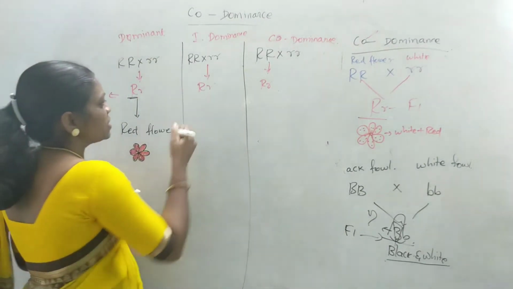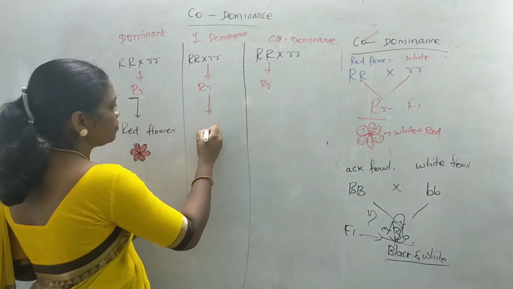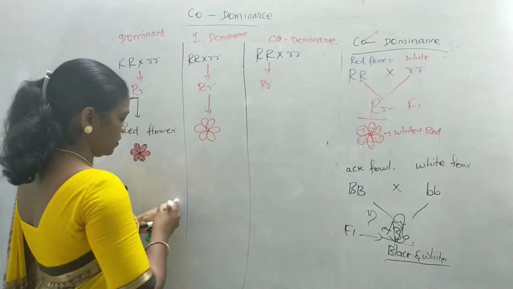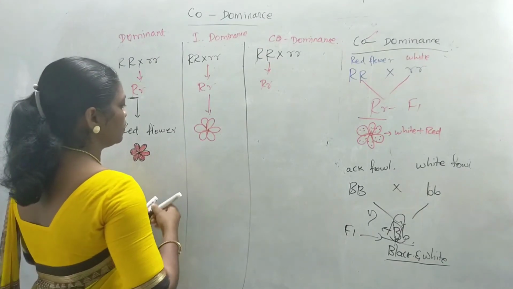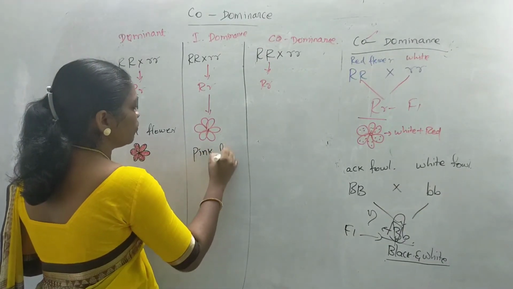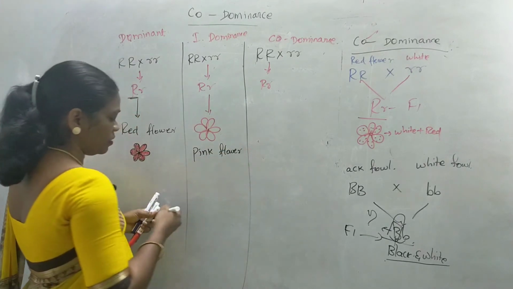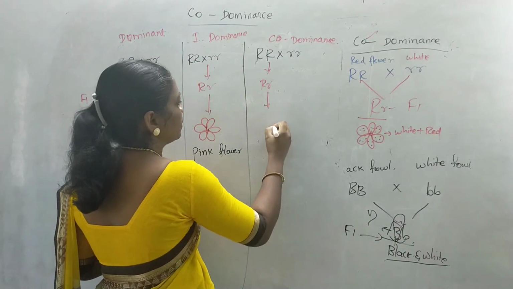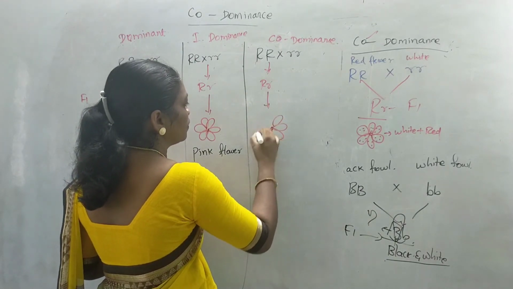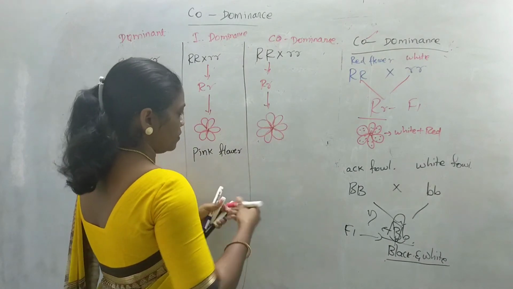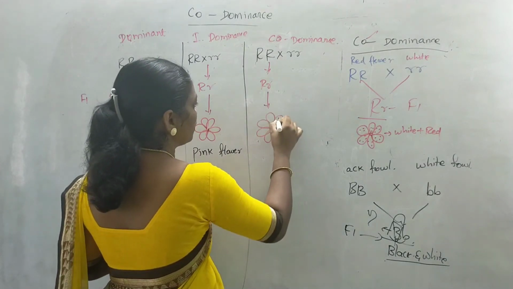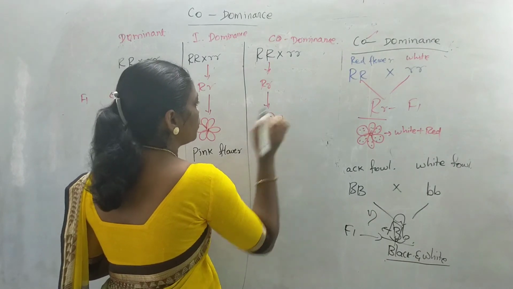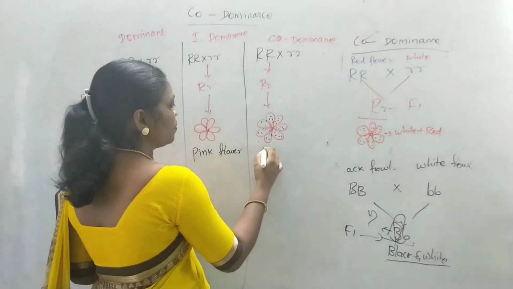In case of incomplete dominance, as we have learned already, a new combination, we have got pink flower in F1 generation. In case of codominance, a red color flower with the dots you can find. So both the genes have been expressed here.